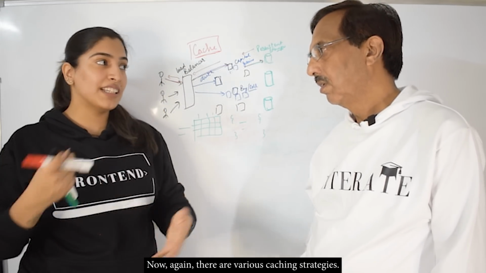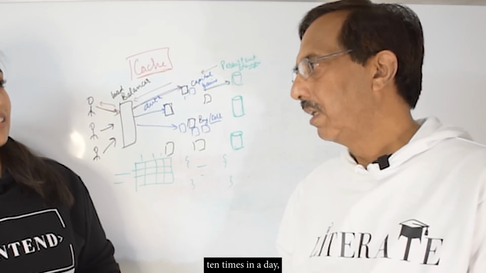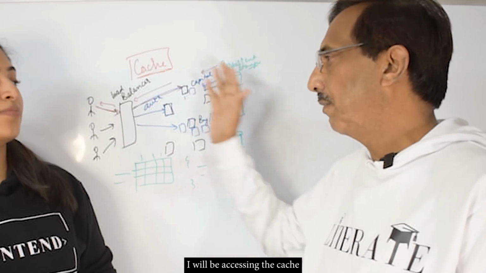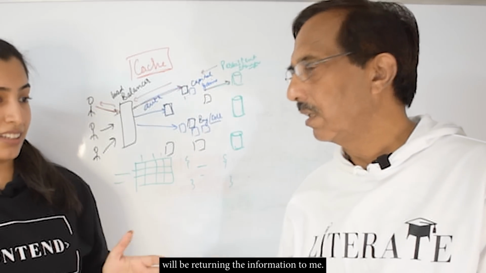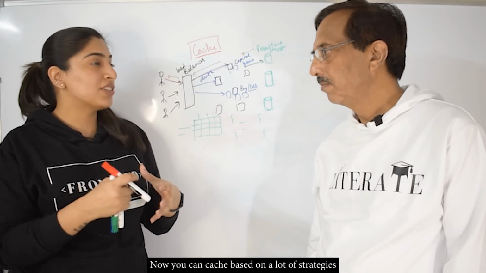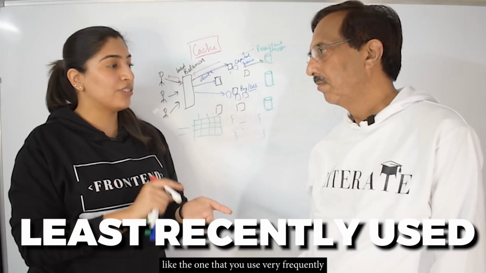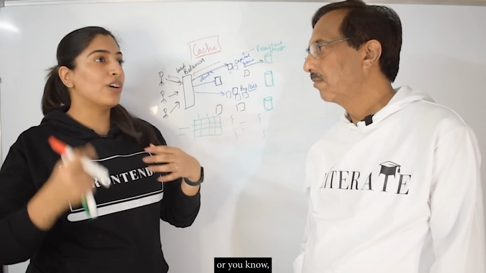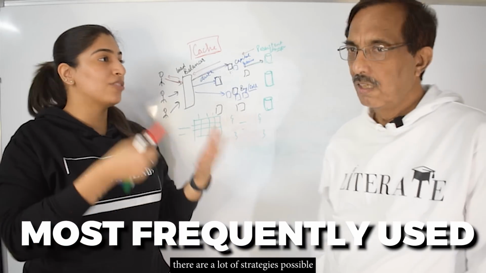Now again, there are various caching strategies. So suppose I open up the portfolio 10 times in a day. I need not go to the database. I will be accessing the cache, and the cache will be returning the information to me. Now you can cache based on a lot of strategies, like least recently used, most frequently used, most recently used. There are a lot of strategies possible.